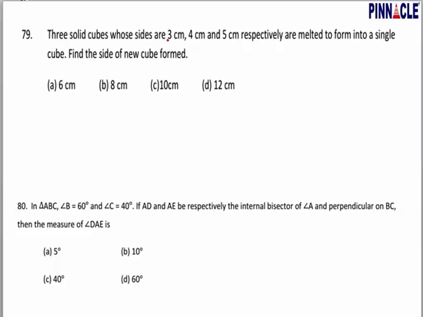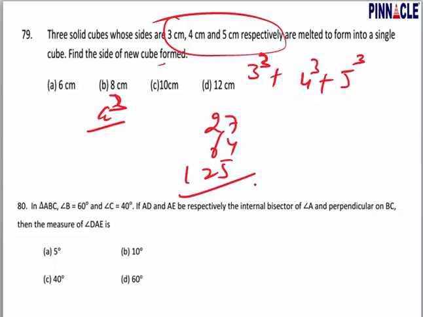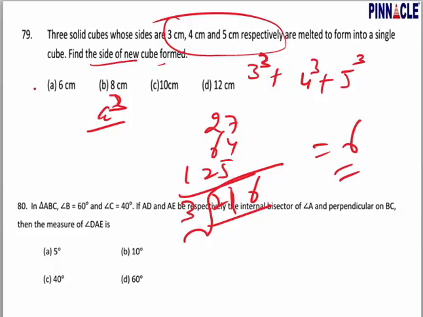79. Three solid cubes whose sides are 3, 4, and 5 centimeters respectively are melted to form a single cube. Find the side of the new cube. Let's take the total volume of all these, 3 power 3, because this is a cube and volume of cube is a power 3. So 3 power 3 plus 4 power 3 plus 5 power 3, that is 27, 64, and 216. Cube root is 6, that is 6 should be the answer. Side of new cube is 6.